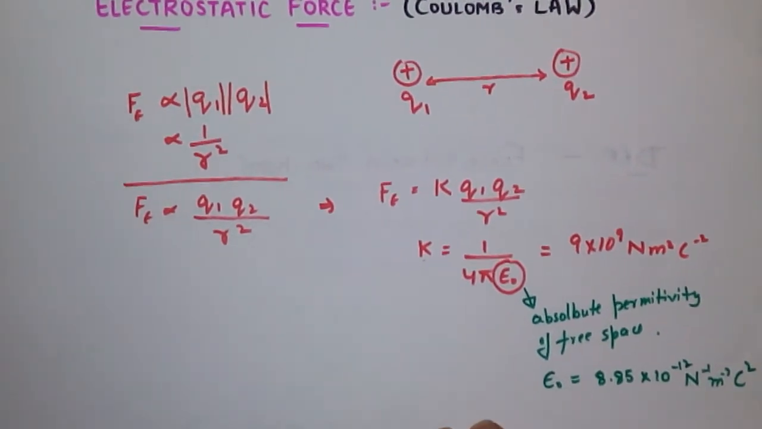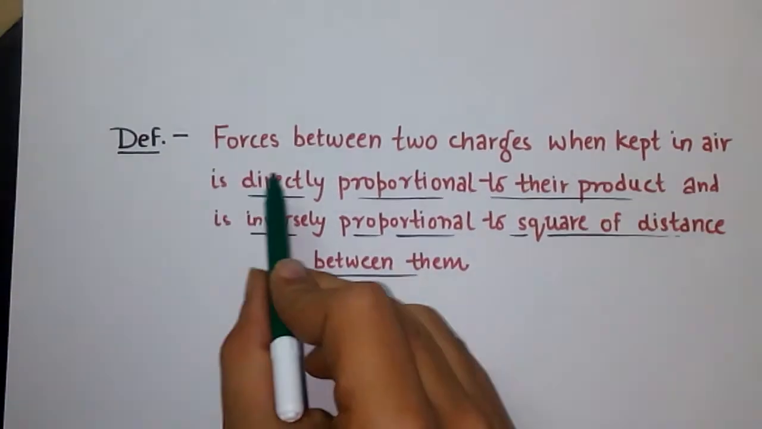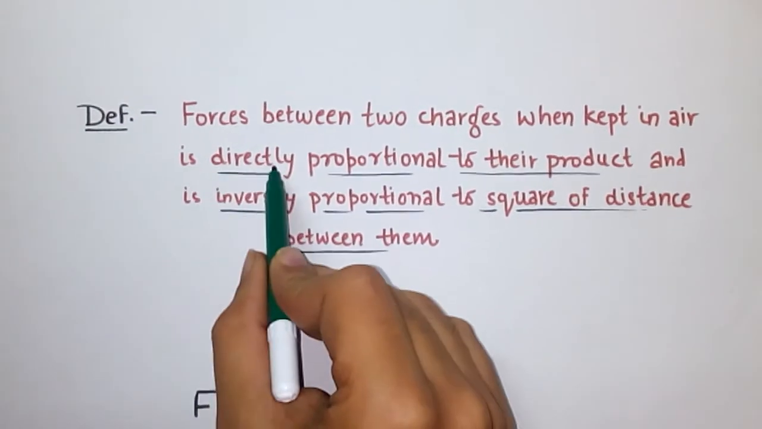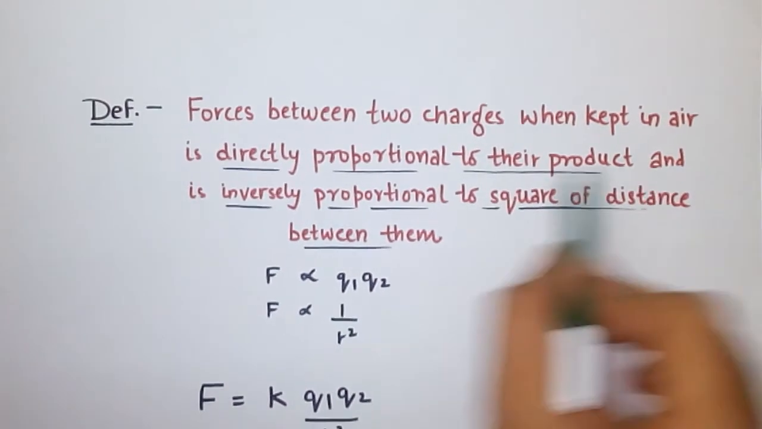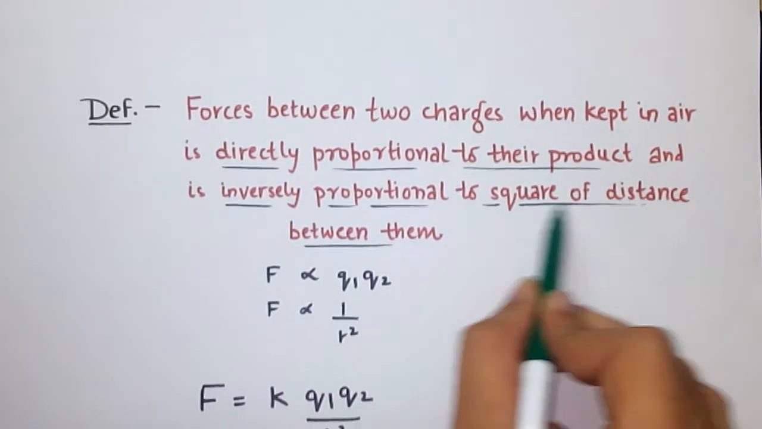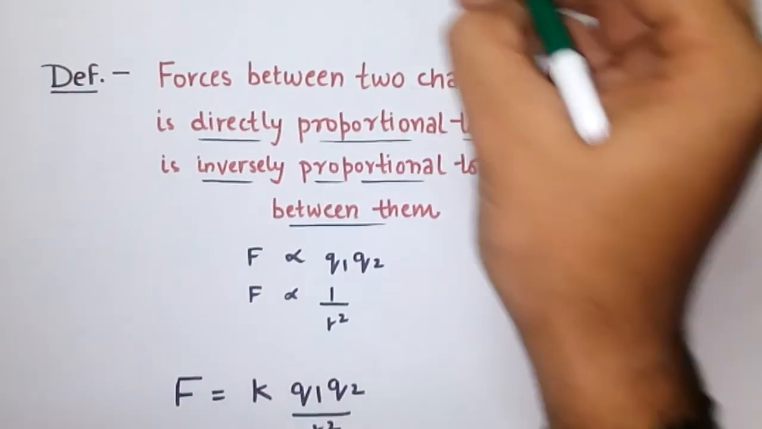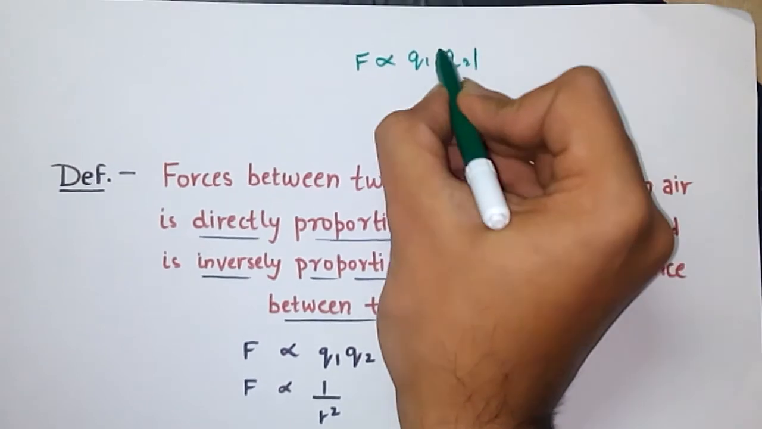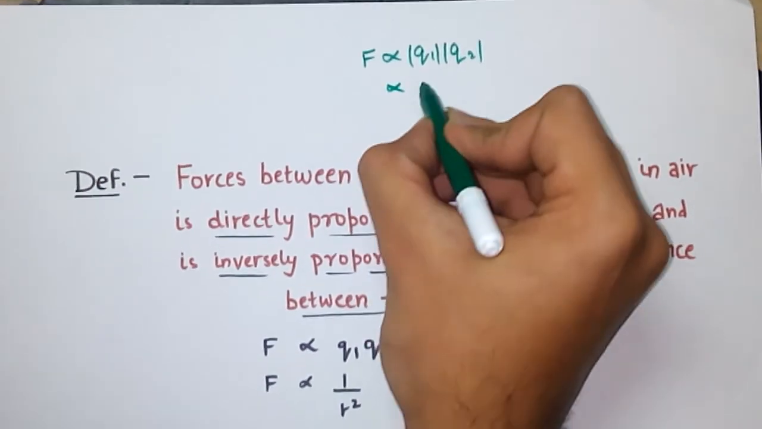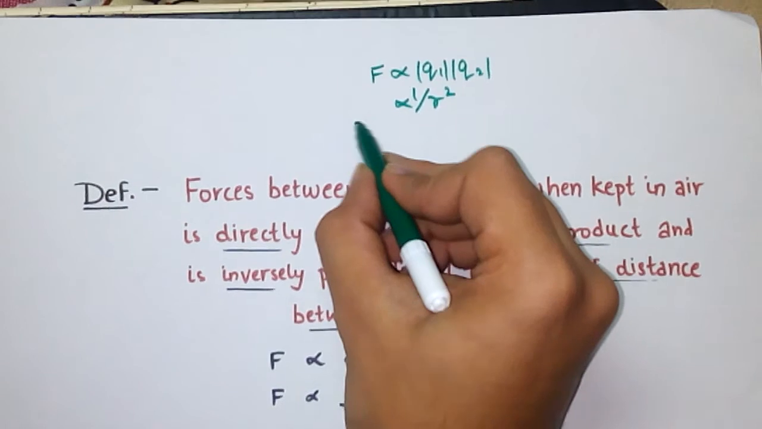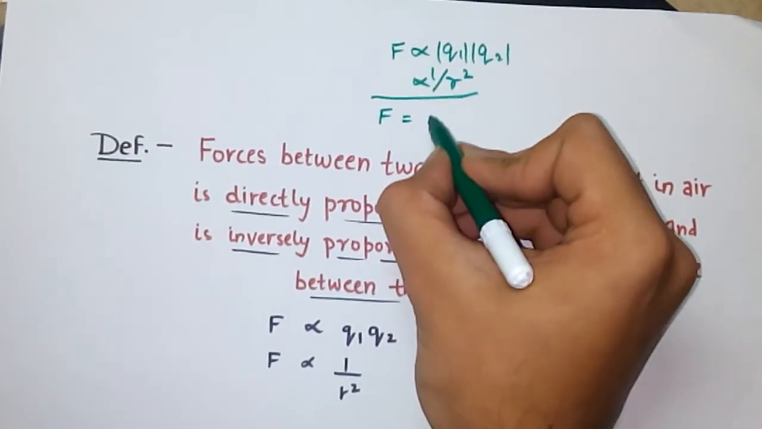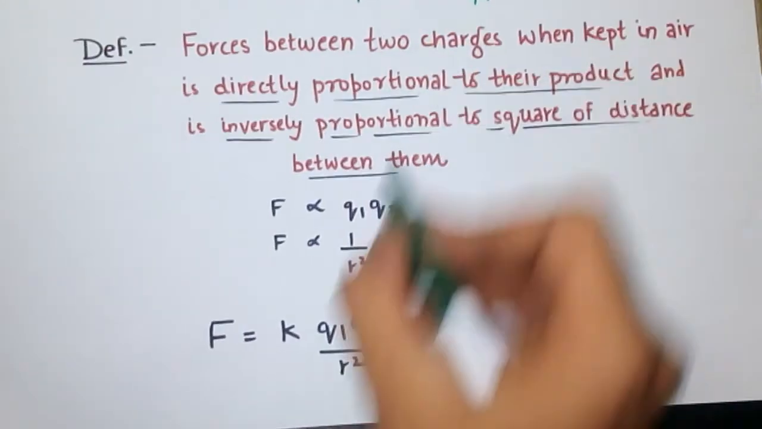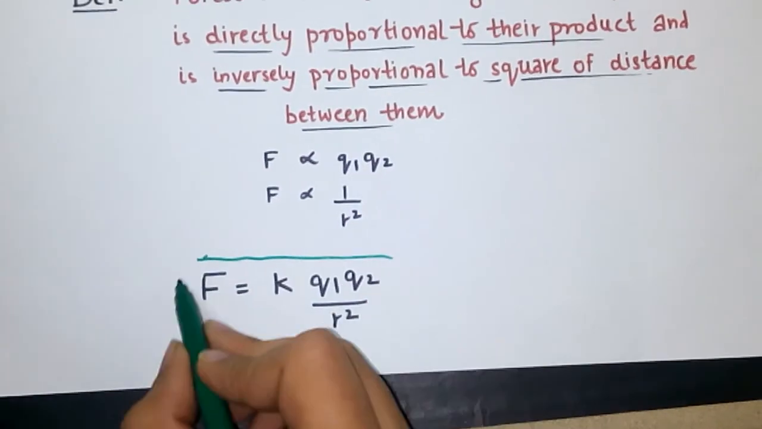So we can define electrostatic force as the force between two charged particles kept in air, which is directly proportional to their product and inversely proportional to the square of the distance between them, which we have defined as F proportional to Q1 Q2, and after removing the proportionality, is K Q1 Q2 by R square, which you can see over here.